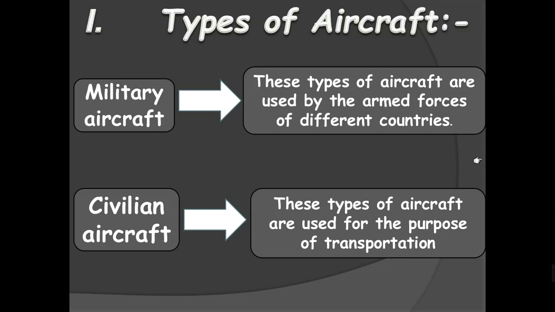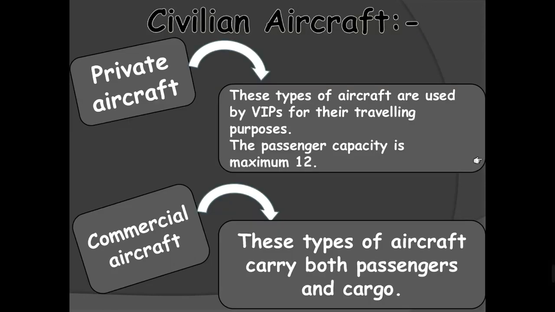Then we have civilian aircraft. So these types of aircraft are used for the purpose of transportation. Of course, for travel, like Cebu Pacific, Philippine Airlines. So anything where you can buy a ticket, that is a civilian aircraft. Also, for civilian aircraft, there are two types. First is private and second is commercial.